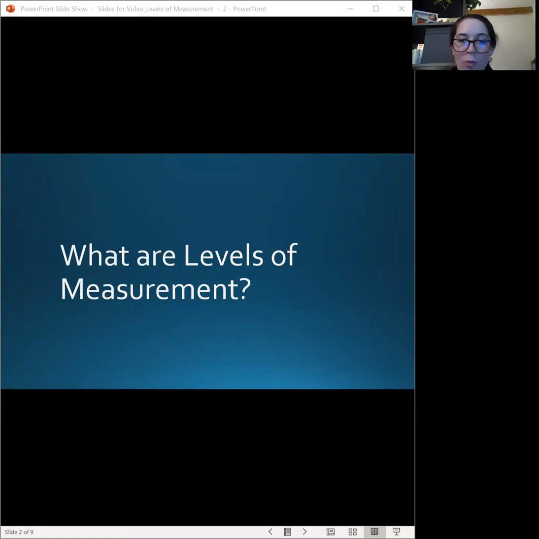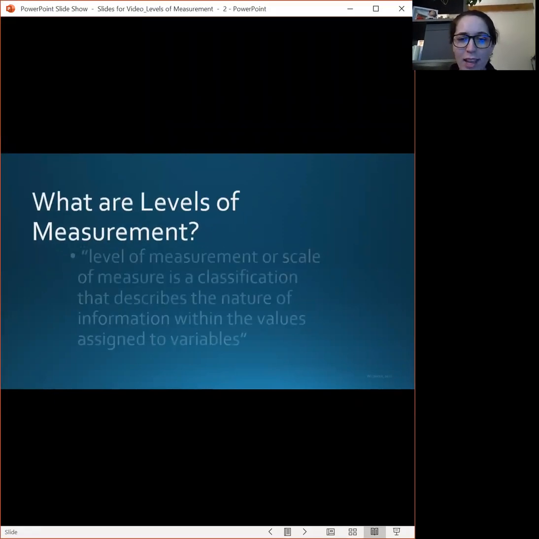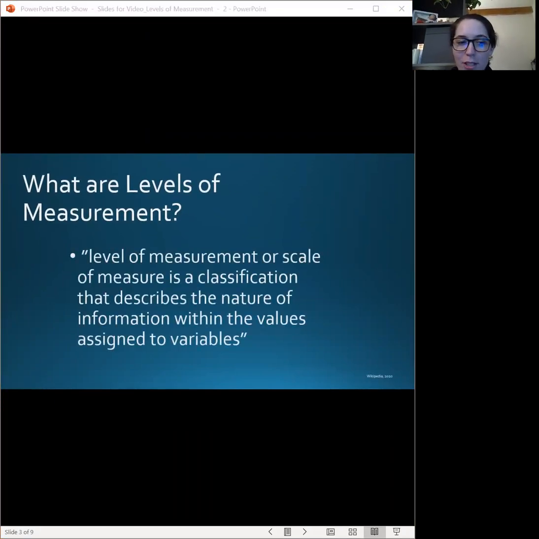At the beginning though, I wanted to see what the basic definition of the levels of measurement was, so I did a Google search and it resulted in this definition. Levels of measurement or scale of measure is a classification that describes the nature of information within the values assigned to the variables, and that did not sound like anything I'd heard before. So hopefully as we go through the rest of the slides, it'll break that down, but the rest of the slides should clear up what the levels of measurement are.